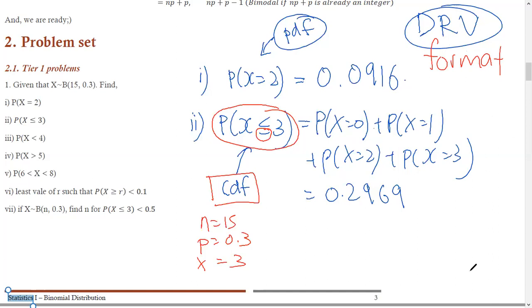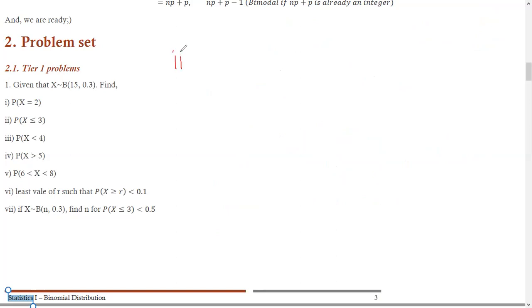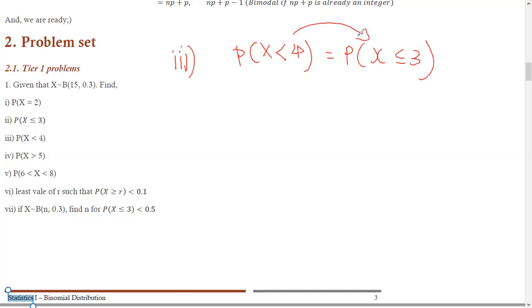So what is the importance of this DRV format? Let's look at part 3. We're asked to calculate P(X less than 4). This is not a DRV format because there's no equal sign, correct? So mathematically, we need to convert it first before we press the calculator. P(X less than 4) is equivalent to P(X less than or equals to 3). We have to convert this into the DRV format. Once we have done that, we can press the calculator, and as expected, this value will be the same, 0.2969.